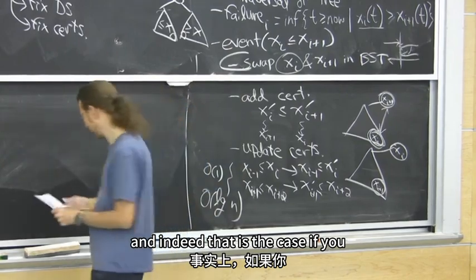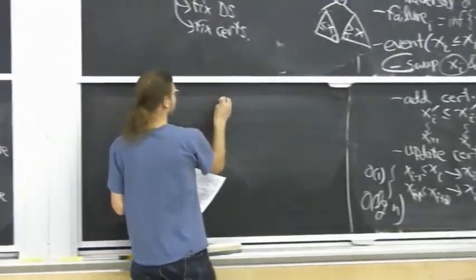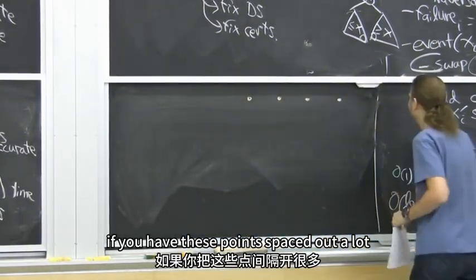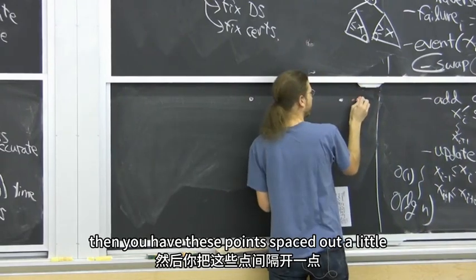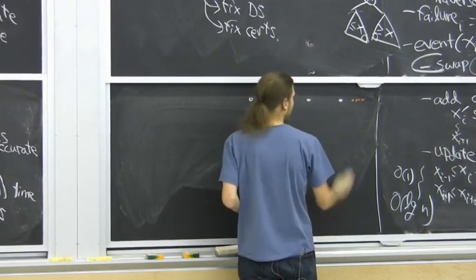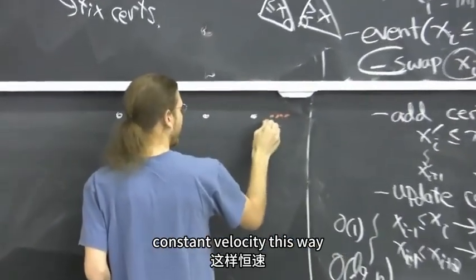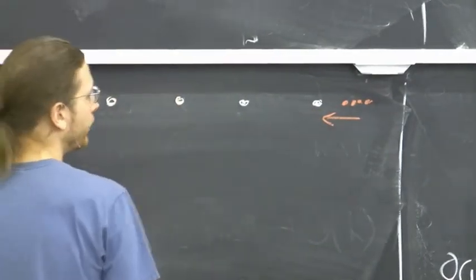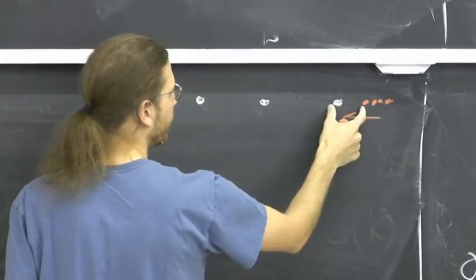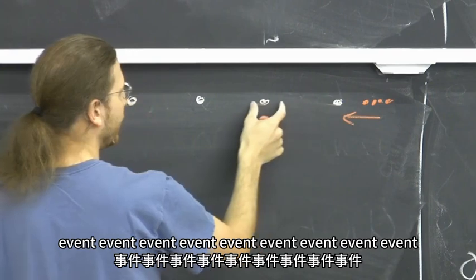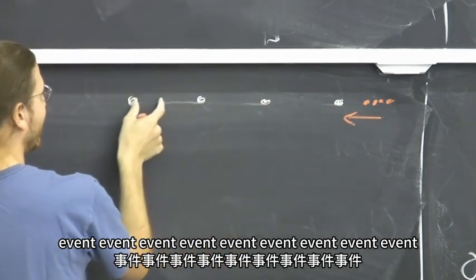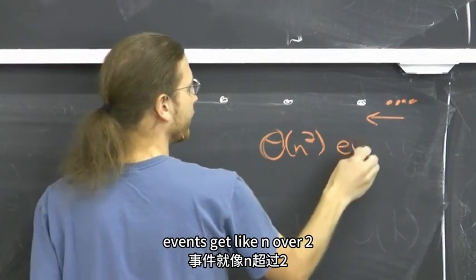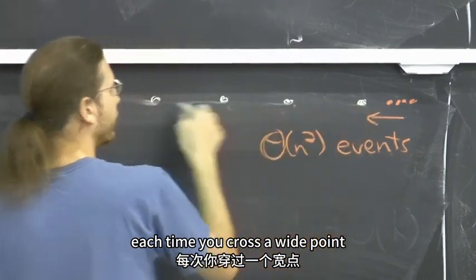And indeed, that is the case if you have these points spaced out a lot, then you have these points spaced out a little, 4 and 4. And these guys are all moving constant velocity this way, and the white guys are stationary, then what happens? Well, there's event, event, event, and so on. Okay, you're going to get n squared events. Get like n over 2 each time you cross a white point.